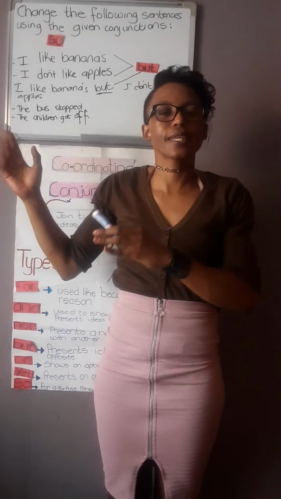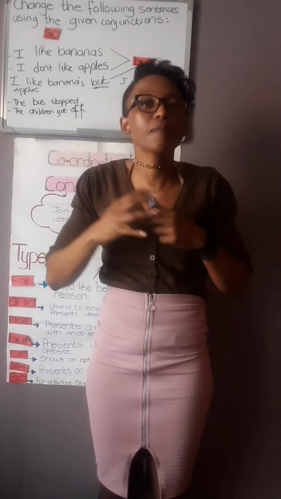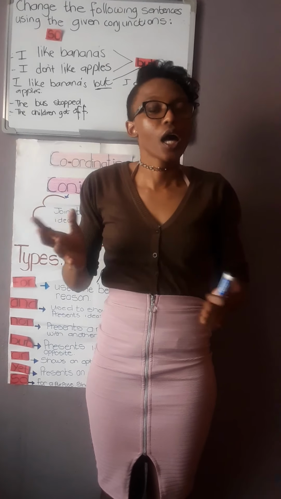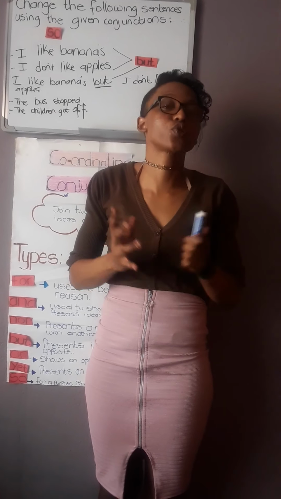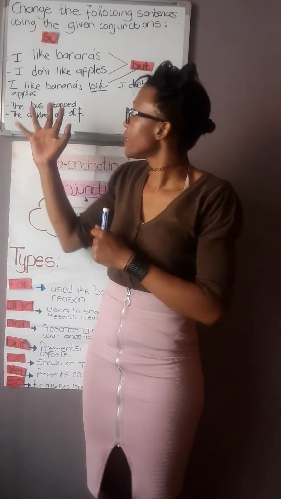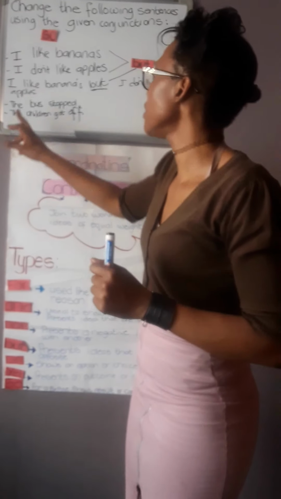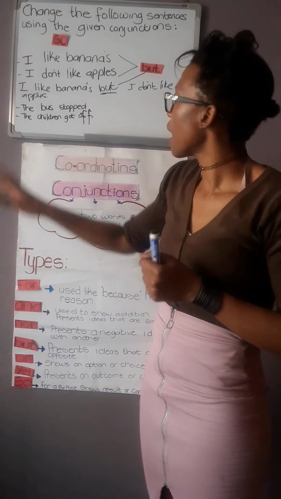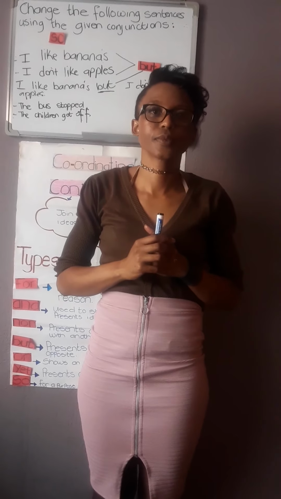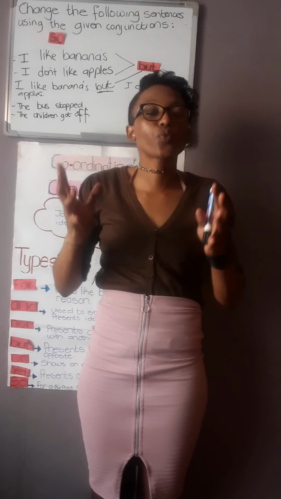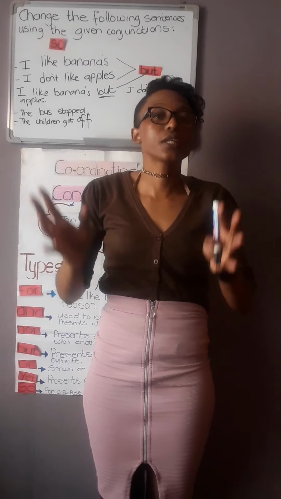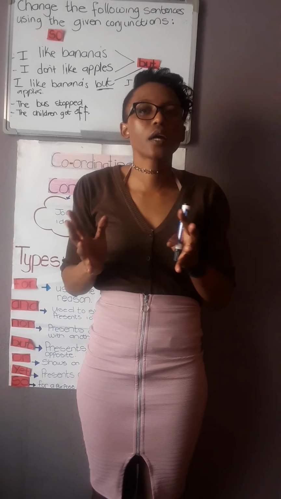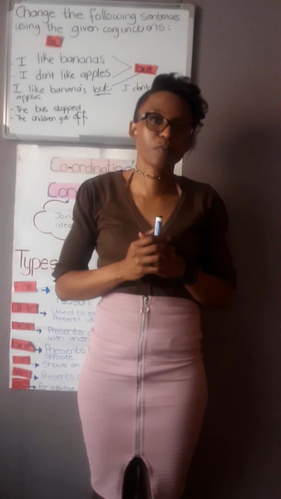After modeling this example with the learners, I will give them another example. After modeling that example, I will then give five more examples for the class to do on their own. I will write these examples on the board. For example, the bus has stopped. The children got off. I will then ask the learners to write these examples, their given coordinating conjunction, as well as their answers on their chalkboard or on their whiteboard.